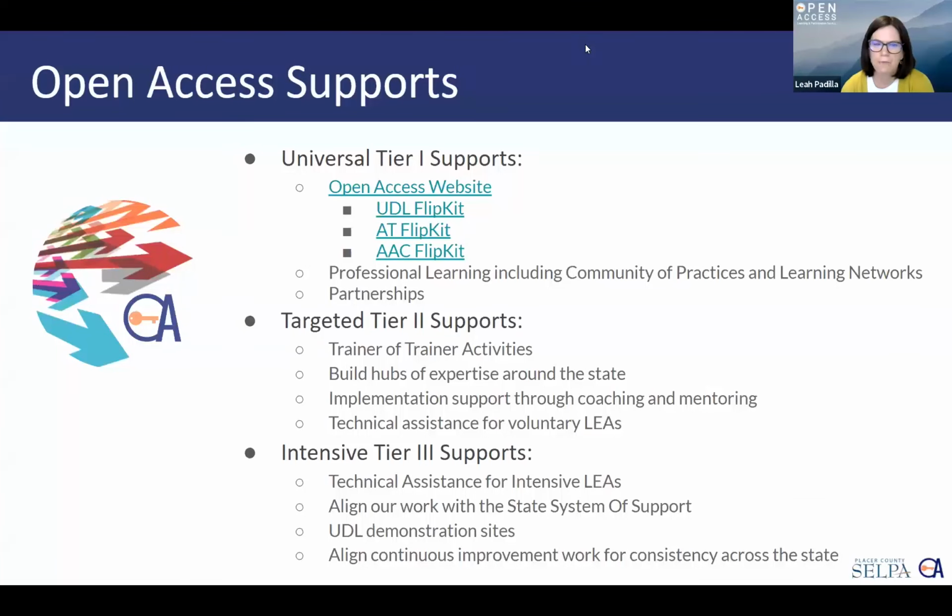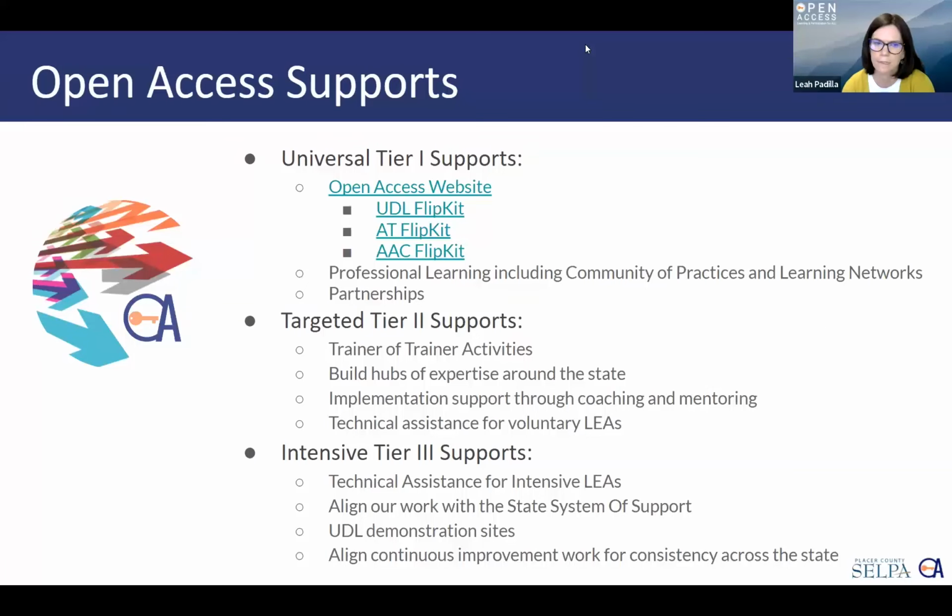So Open Access, we offer 3 tiers to support schools and districts with implementation throughout the state of California. Our universal tier 1 supports include resources available on our website, and also on social media, we share many resources and offerings that are available to all. Then we have targeted supports, which include training, coaching, and mentoring for schools and districts who reach out to us on a voluntary basis. When schools or districts are looking to build capacity and become experts in the area of UDL, AT, or AAC, the Open Access team is ready to help and to support with that implementation.